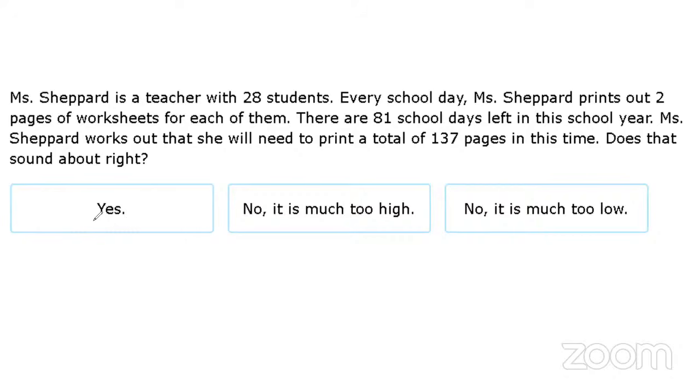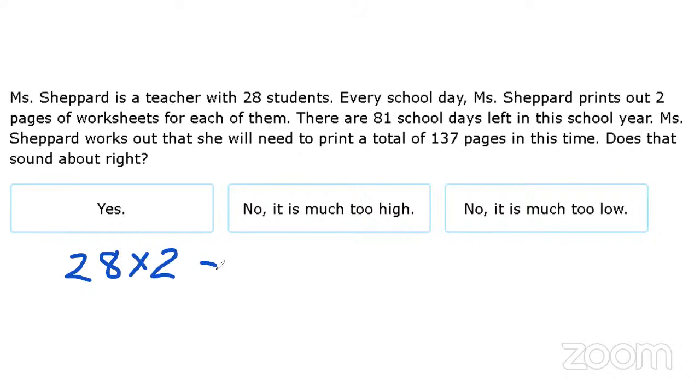I'm just going to run along with that to see. So definitely, she has 28 students. If she prints 2 pages of worksheet, each student gets 2 pages daily. Let's see how many worksheets she needs to print for the class each day. So that means we have 28 multiplied by 2, because we need to see how many she's going to print each day.